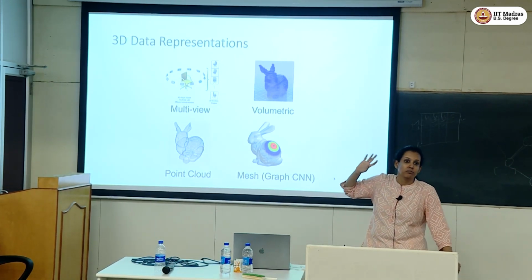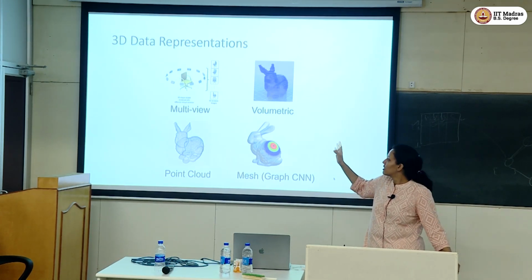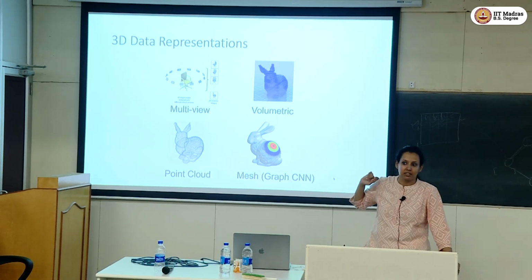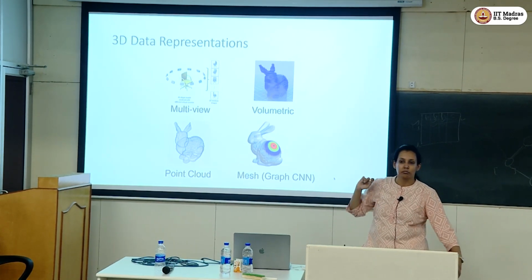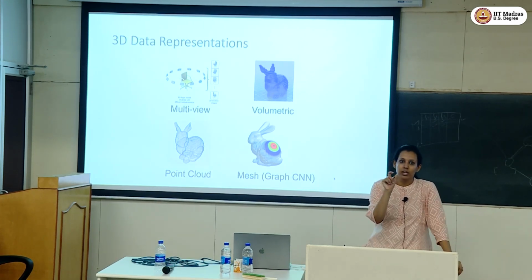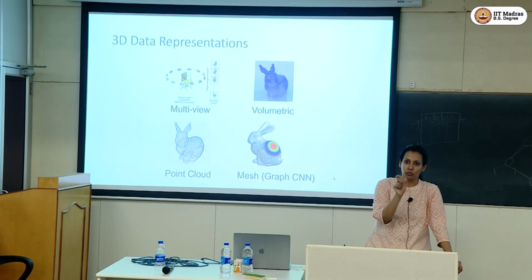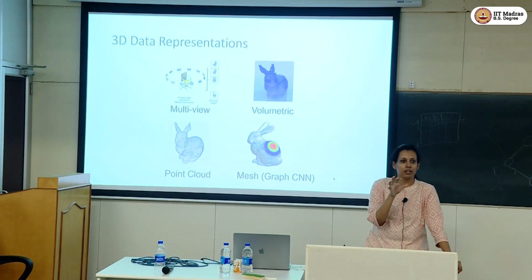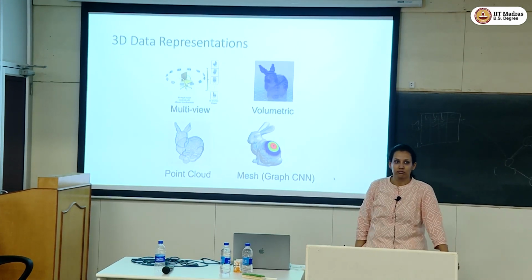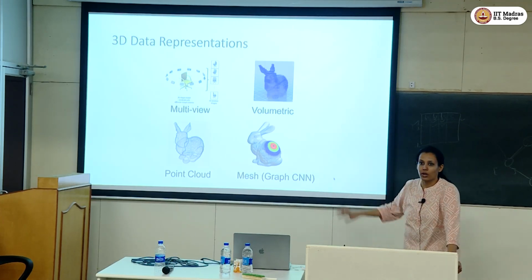Volumetric has its own problem, right? What is the problem for volumetric? Because it is a 3D grid, an n cross n cross n matrix of zeros and ones. When you have a 3D model, you fit a grid, and in whichever cell some model part is there, you make that cell 1. So there are filled and empty cells, and many are zeros. So it is computationally expensive.